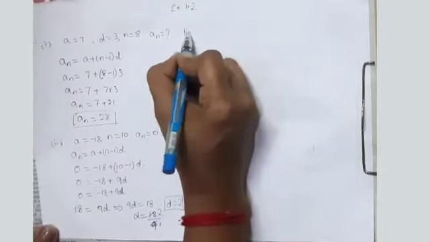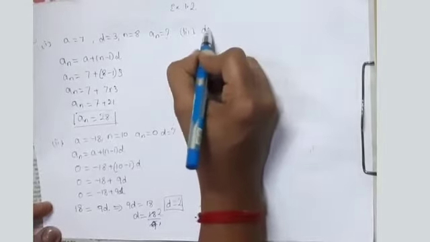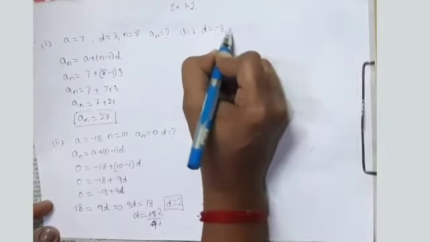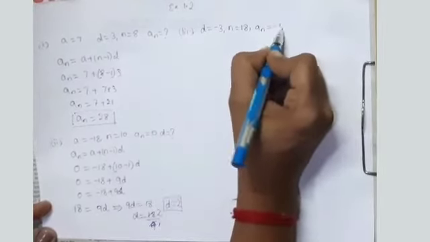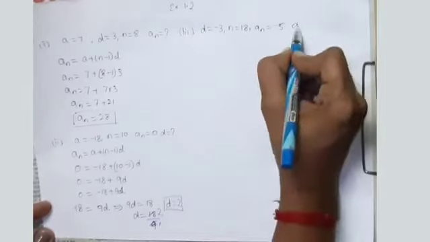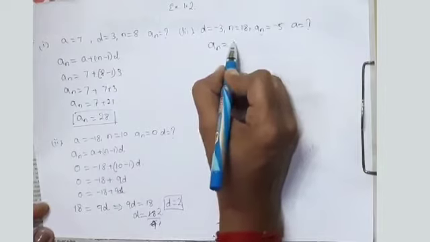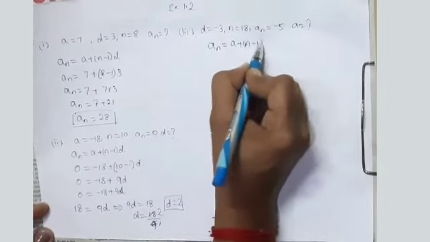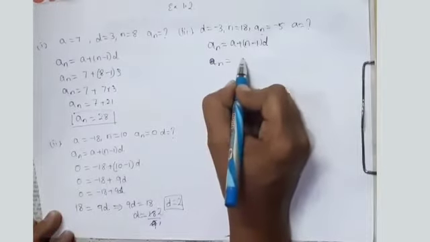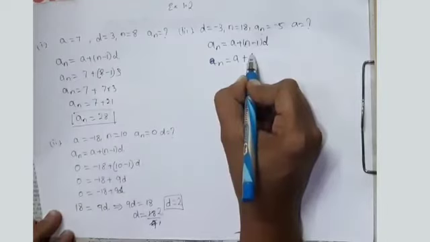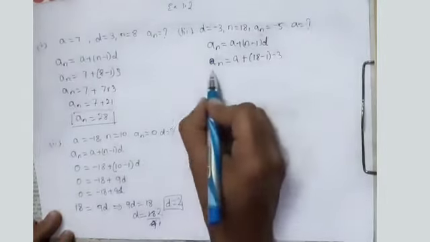Third problem. In the third question, you are given D is equal to minus 3, N is equal to 18, An is equal to minus 5. So, what is missing here? A is missing. So, let us find out A. An is equal to A plus (N minus 1) into D. A you have to find out, plus N value is 18 minus 1, D value is minus 3. Also An value is given, children.